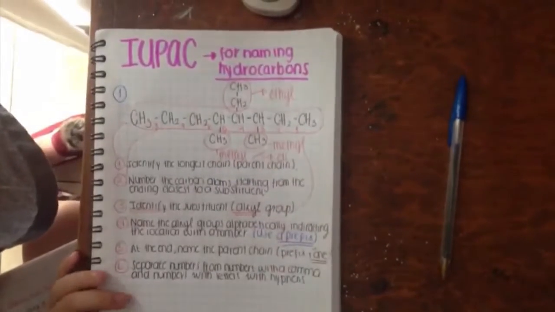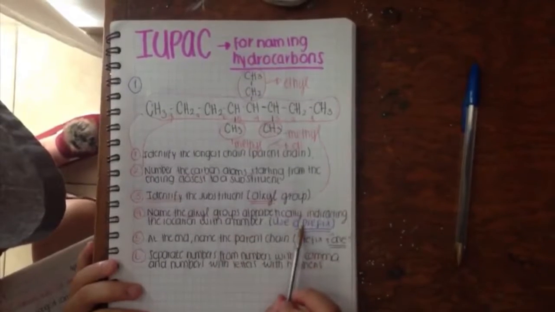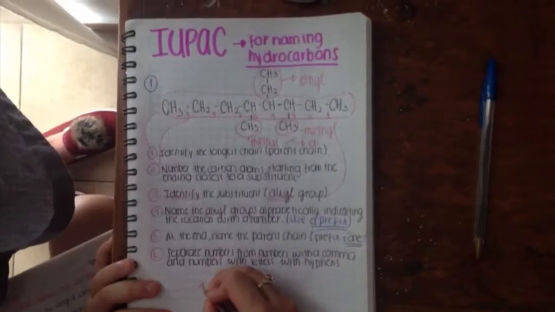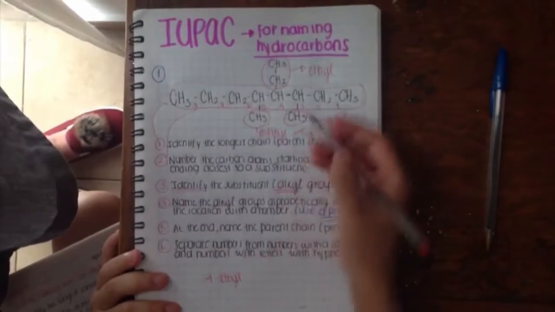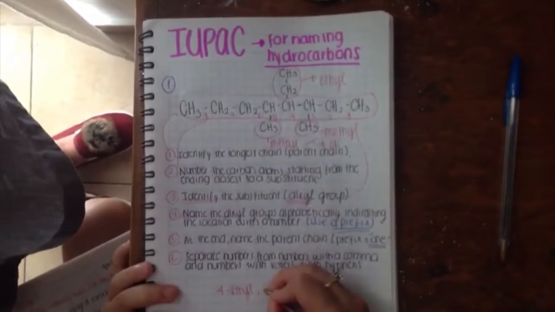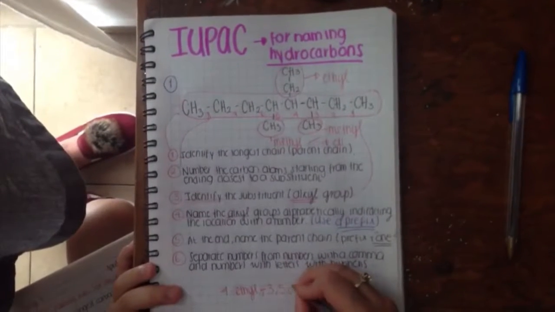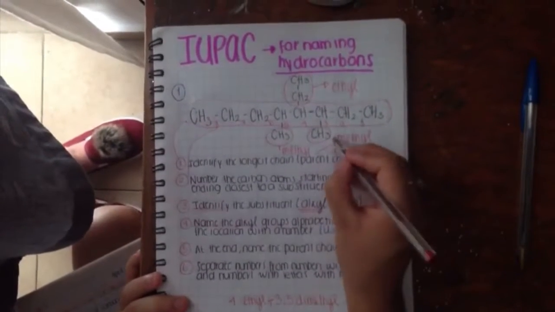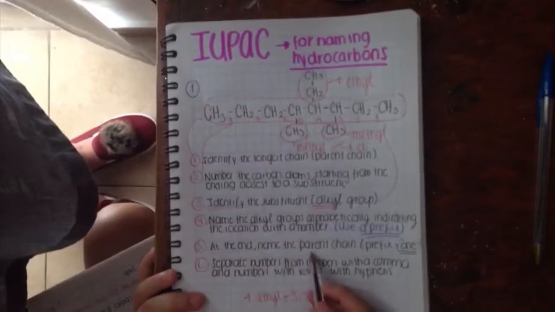The fifth IUPAC rule says that at the end we name the parent chain. If we have 8 carbons, the prefix for 8 is oct, and we need to add the ending ane for alkane, and this is named octane. And the final rule says that we need to separate numbers from numbers with a comma, and numbers from letters with hyphens. So the name is going to start like this: 4-ethyl-3,5-dimethyloctane. It is so simple to use these rules, and I hope you understand it.